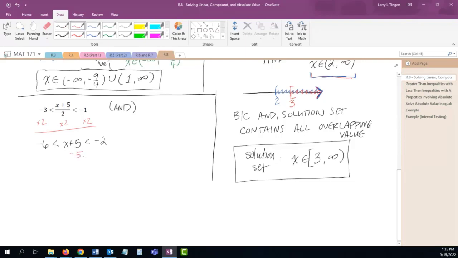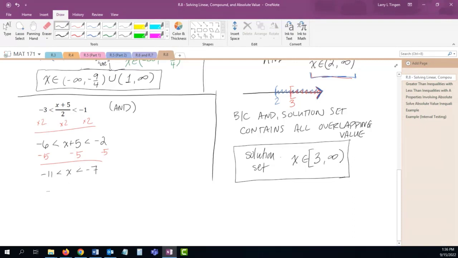All right, x is almost by itself. Now I just need to get rid of that plus 5. I do that by subtracting 5. If I do it to one side, I have to do it to all. And I do my math here. Negative 6 minus 5 more is negative 11, less than x, less than negative 2 minus 5 more is negative 7. That is such an easier way.